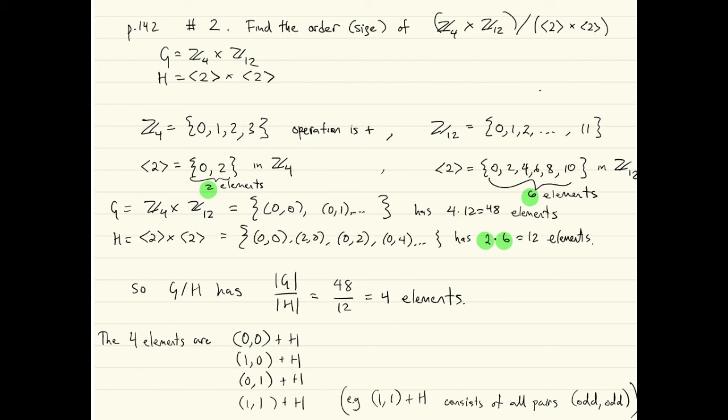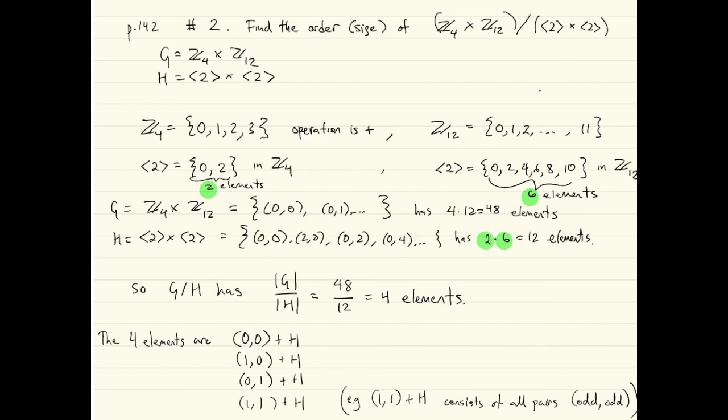Let's do some exercises from section 14 on factor groups. Problem number 2 says, find the order, which again just means size, of this factor group Z4 times Z12 mod the subgroup generated by 2 cross the subgroup generated by 2. So what does this mean? Our group G, the big group, is Z mod 4 times Z mod 12. H is the subgroup generated by 2 and 2, which I'll explain in a second.